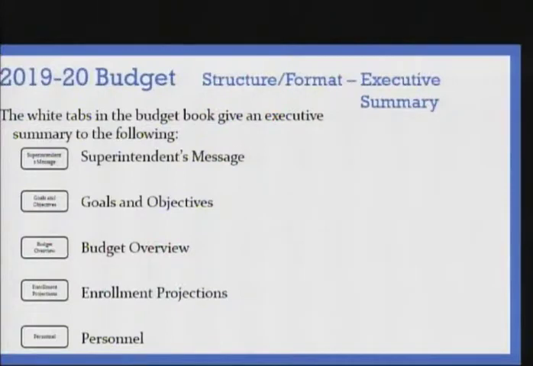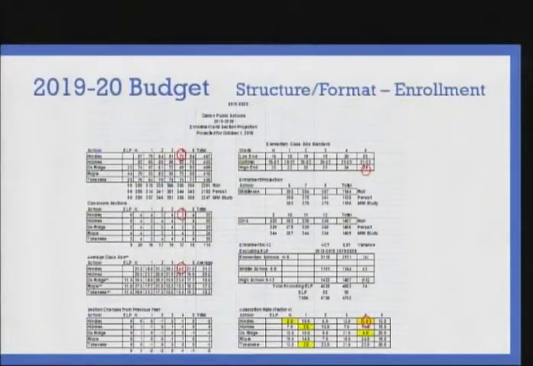Again, the executive summary in the beginning of the book is the superintendent's message, the Board of Education's goals and objectives, a brief budget overview, and our enrollment projections as well as personnel. I apologize for this slide being so small, but the enrollment projections are the key drivers for the 2019-2020 budget.